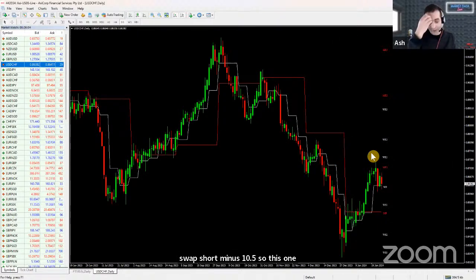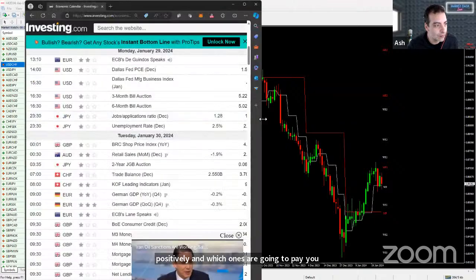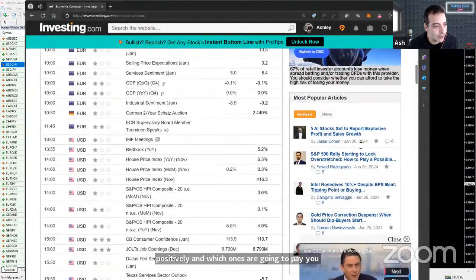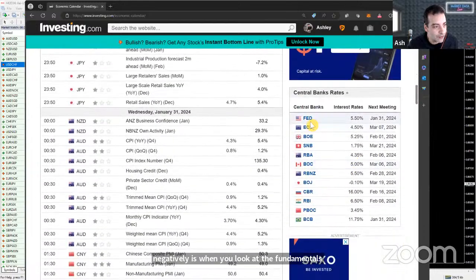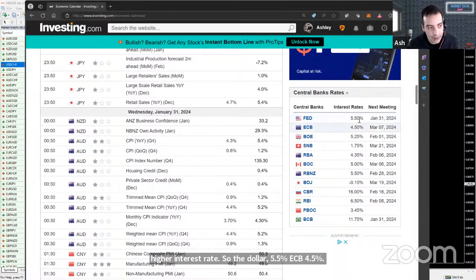Now, the reason that they pay, and the reason that you'll know which ones are going to pay you positively and which ones are going to pay you negatively, is when you look at the fundamentals and look at the interest rates. Anything with the higher interest rate, so the dollar 5.5%, ECB 4.5%. So this should have a positive swap if you're going short euro dollar, because you're going long dollar. This is how they're working out the swaps. The tighter the spread between the interest rate numbers, the less swap you're going to get paid.